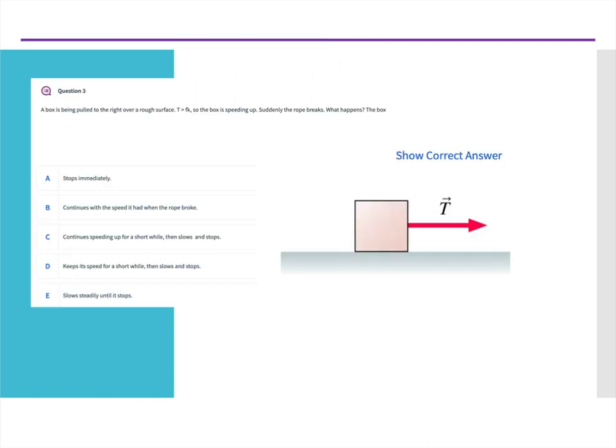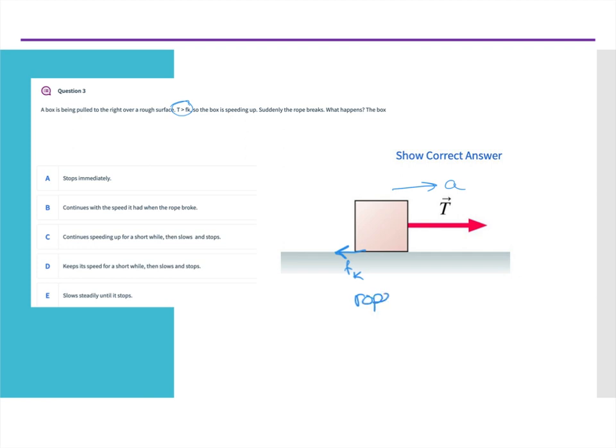Okay, so then here's a problem. This is really similar. We've had a very similar problem posed to us a couple times, and I've talked about it. I'm comparing this to the lawnmower problem because we're saying the box is being pulled to the right over a rough surface, so there is friction. This time it's going to be kinetic friction, and we're told that T is greater than that force of kinetic friction, so it's speeding up, so we do have acceleration in this direction. And then we're told the rope breaks, and we want to know what happens.